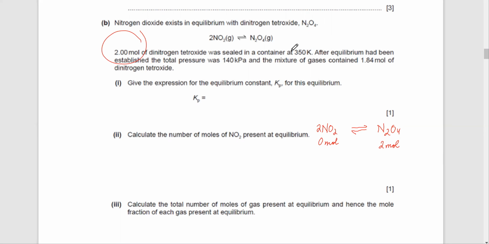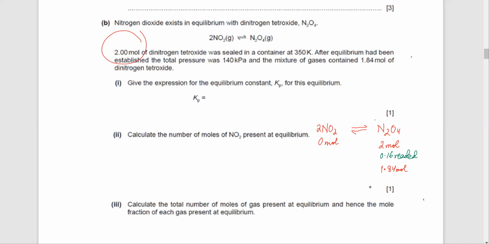And then at 140 kilopascals, the mixture of gases contained 1.84 moles of dinitrogen tetroxide. So when you open the container after a bit of time, he found out that 1.84 moles of N2O4 is present, which indicates that initially you added 2 moles, now you have 1.84 moles. So that means how much is missing? 0.16. 0.16 moles is gone. It has reacted.